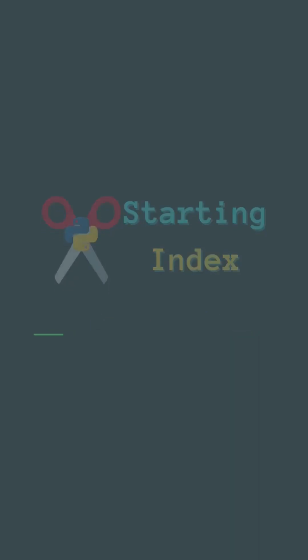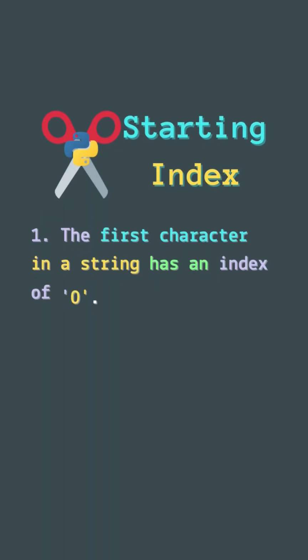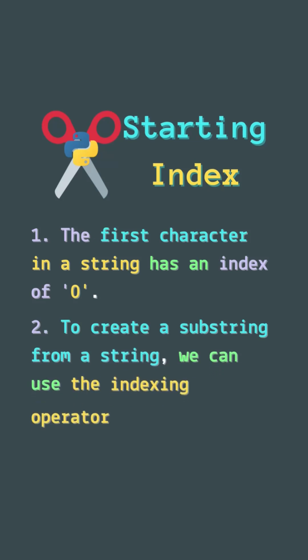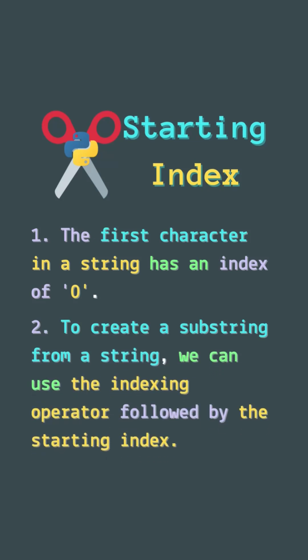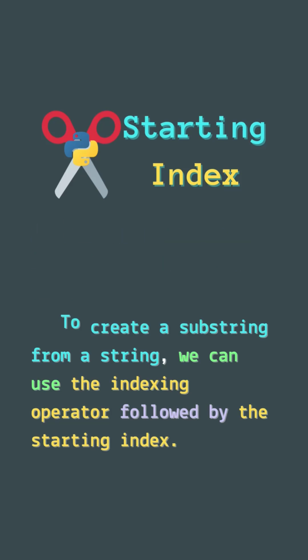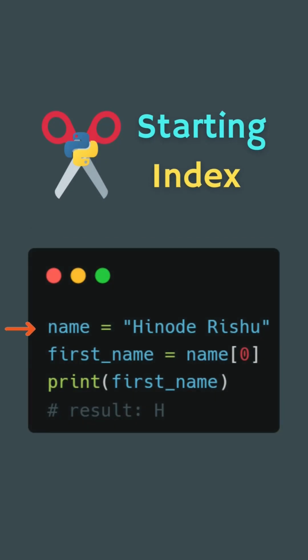Starting index. The first character in a string has an index of 0. To create a substring from a string, we can use the indexing operator followed by the starting index. For example, if we have a string variable called name, and we want to create a substring from the first part of the name, we can do the following. Assign the string value Hinode Rishu to the variable name. Then assign the first character of name to the variable first_name. Finally, print the value of first_name, which should be H.